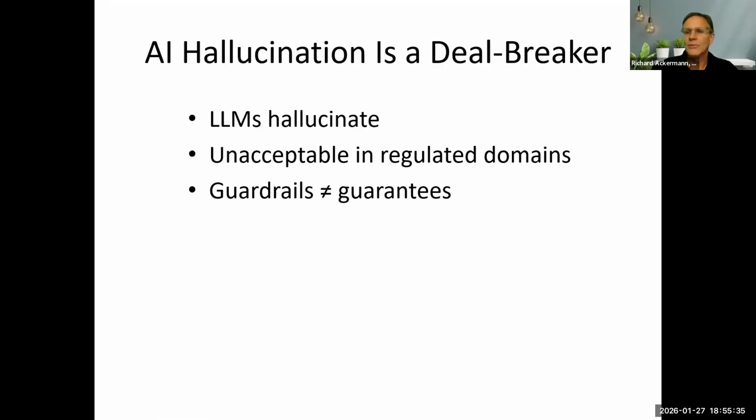Okay, so large language models are impressive, but they hallucinate. In consumer settings, that's annoying. In bioscience and pharma, it's unacceptable. Existing guardrails reduce probability, but they don't provide guarantees. And in regulated domains, probabilistic correctness is not enough.